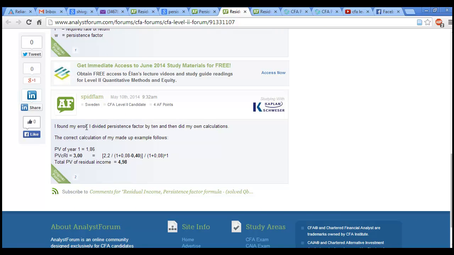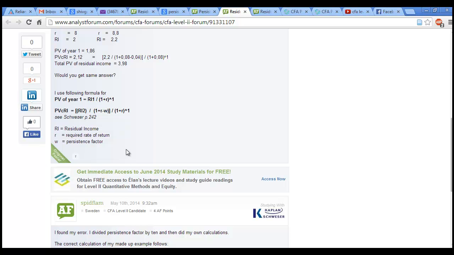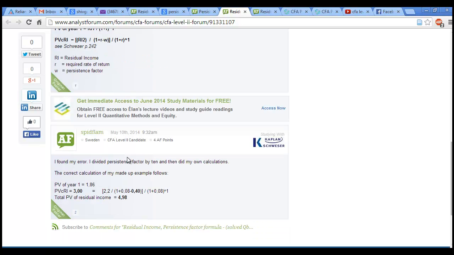So present value of the first year, then present value of the second year, and then you have to use the persistent factor. When you use the persistent factor, which is 40%, it becomes a geometric series. For the present value of year 1, you calculate, and from the second year it's going to decline. So the first declining effect would come at the third year.